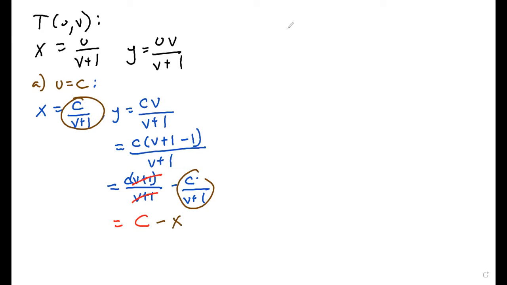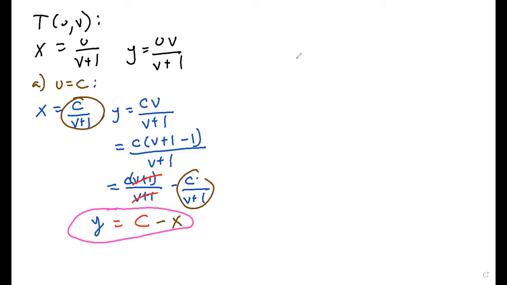So what do we get here? We see, and this is going to be our final answer for part A, that the vertical line u is equal to c in the UV plane gets mapped to the line y is equal to c minus x in the XY plane. Okay, so that is part A.